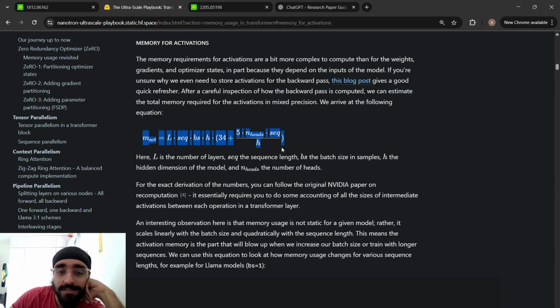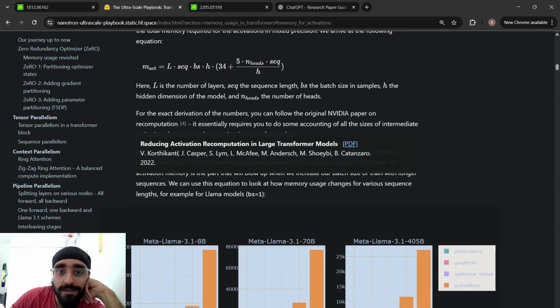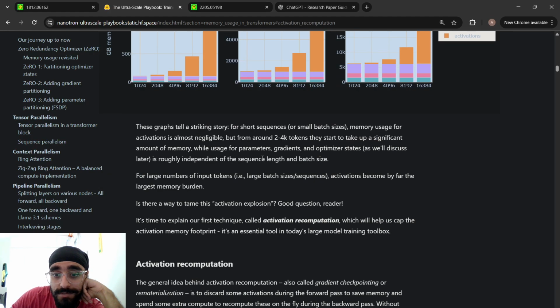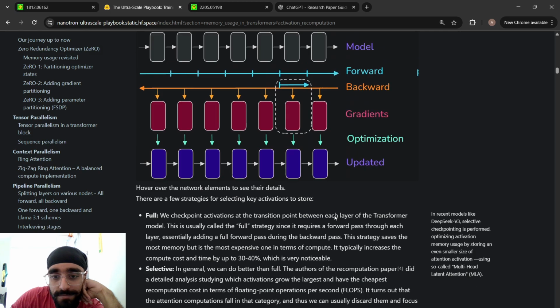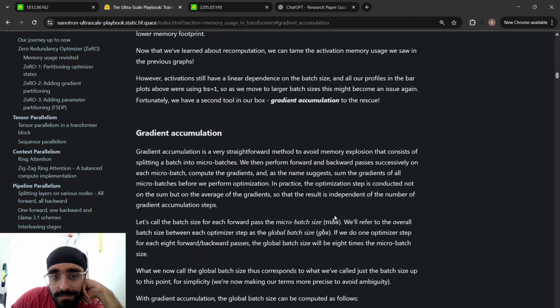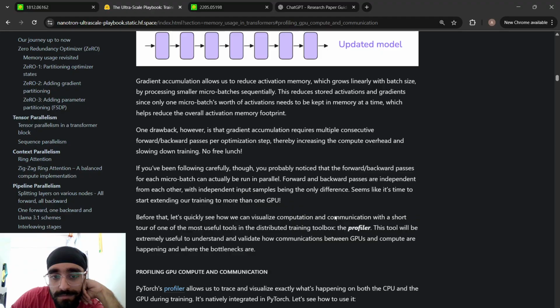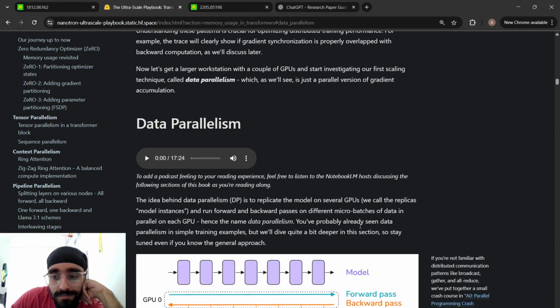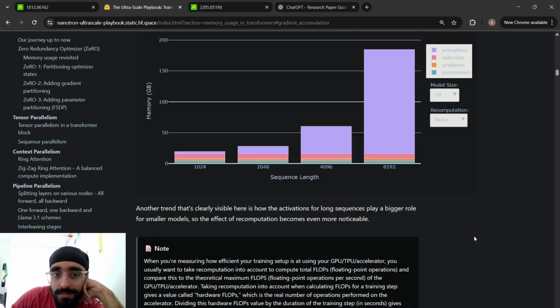Anyways, so there's the formula of the activation. But the key takeaway from this, what is the key takeaway from this? Oh, they explain activation recomputation, is it? Interesting.